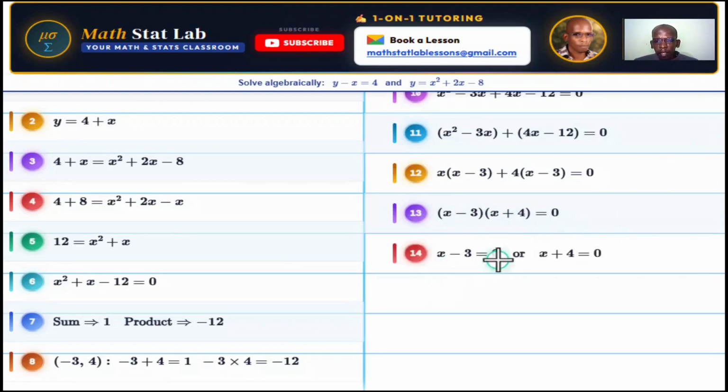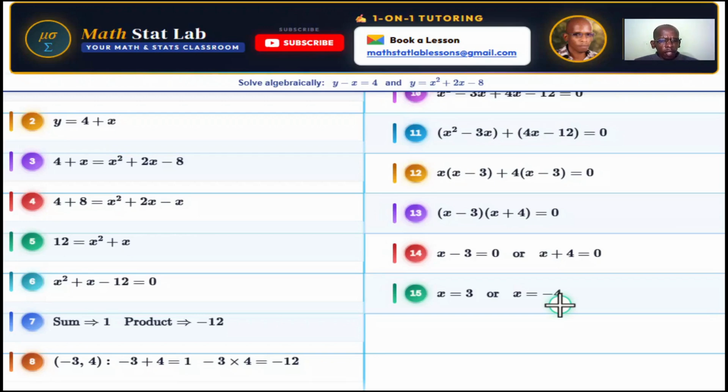So in the first one, x minus 3 is 0, or x plus 4 is 0. So it means then, if I move 3 to the other side of the equal sign, it will be 3, because here it was negative. Then if I move 4 to the other side of the equal sign, it will be negative 4, because here it was positive. So we have the two answers for x, which is 3 or negative 4.